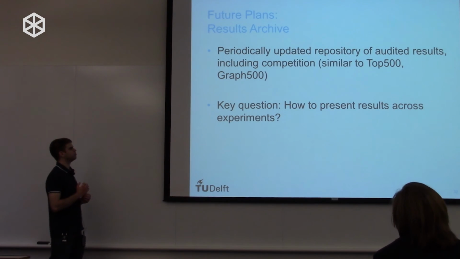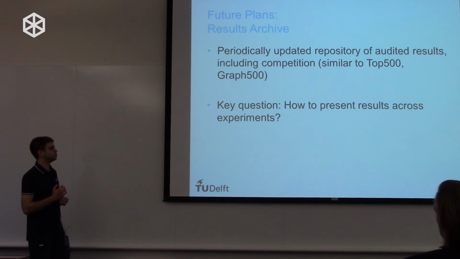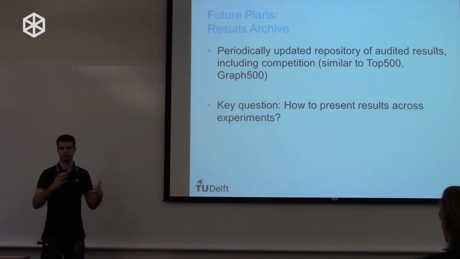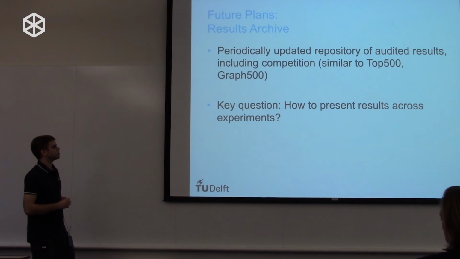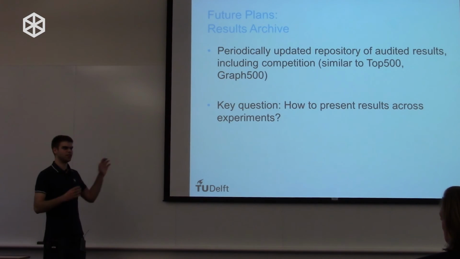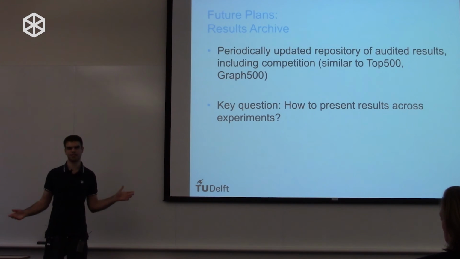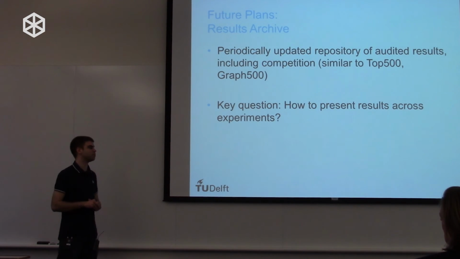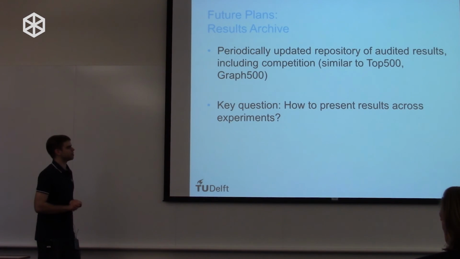Another thing that we want to do in the near future is to put out a results archive in public, something similar to Graph 500 or Top 500, where we announce periodically the top performers in the benchmark. One of the key questions we still have there is how do we actually present all of these numbers? Right now we have a bunch of different experiments, and usually these Top 500 lists have some sort of a single value by which you define performance, and we don't have that yet. So we need to figure out how to go about that.